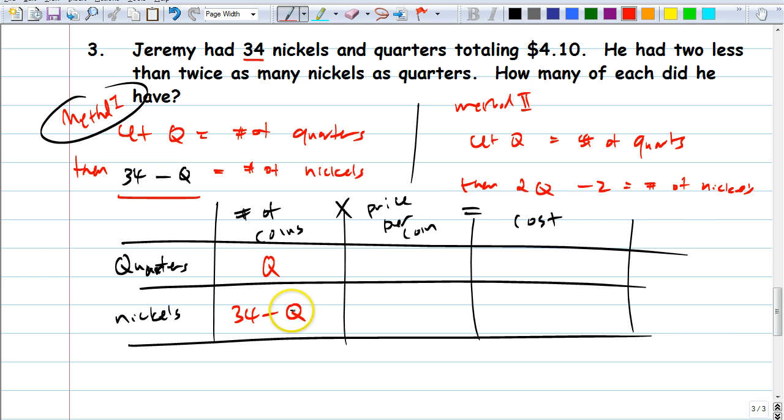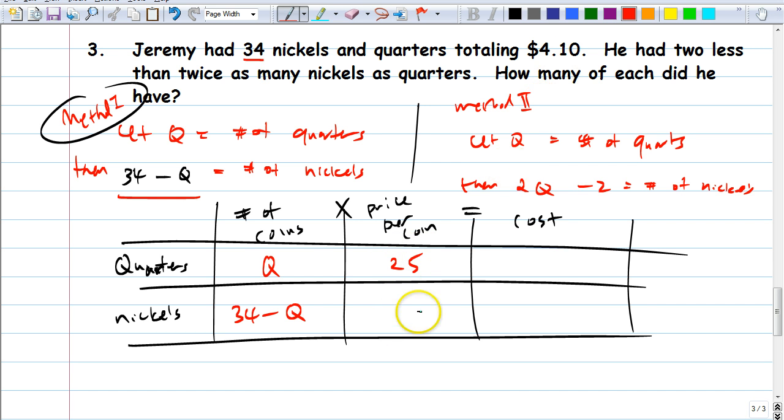Any questions so far, guys? Could I have used that second method and written 2Q minus 2? Yeah, but which one's easier? This method. Are we okay? Guys, are we good? What do I write down? The price per coin. They haven't told us, but you should all know. Brandon, how much is each quarter? 25 cents. Should I write 0.25 or 25? Let's write 25 because the amount is not that big.